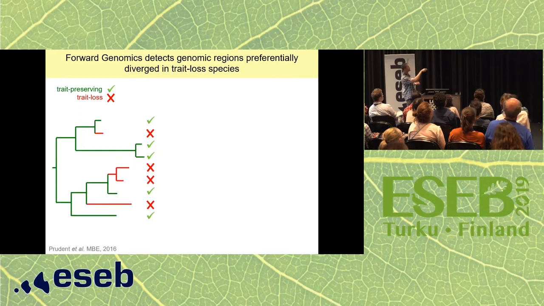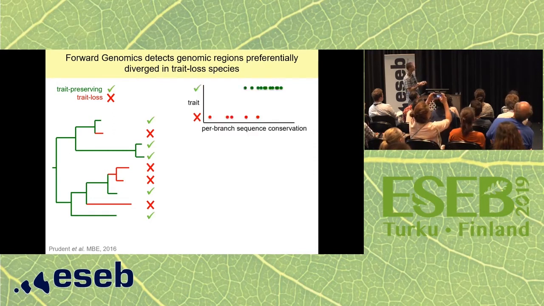Then we can classify all the branches into two groups, into those in green along which the trait was preserved, and those in red where the trait was changed or lost. This you can do with parsimony or likelihood. So now we have those two groups of branches, and we have per branch a sequence conservation value, and those values are independent. That's important.